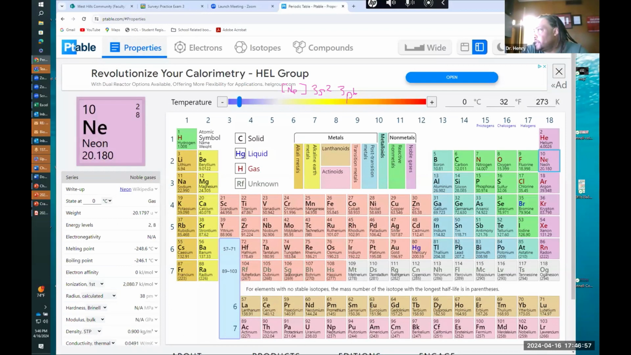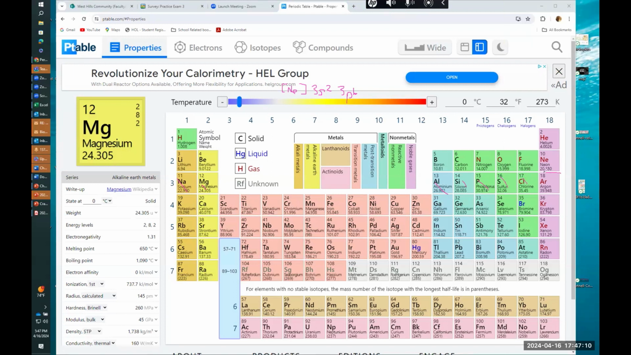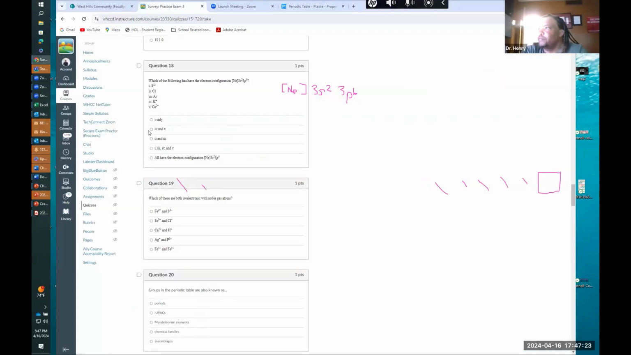Okay, Ne, and then 3s2, so that would be this one, and then 3p6. That's 1, 2, 3, 3, 4, 4, 5, 5, 6. Okay, argon. So we're looking for things that are going to be like argon. Yeah, because argon is already full. So we know argon is going to be good.